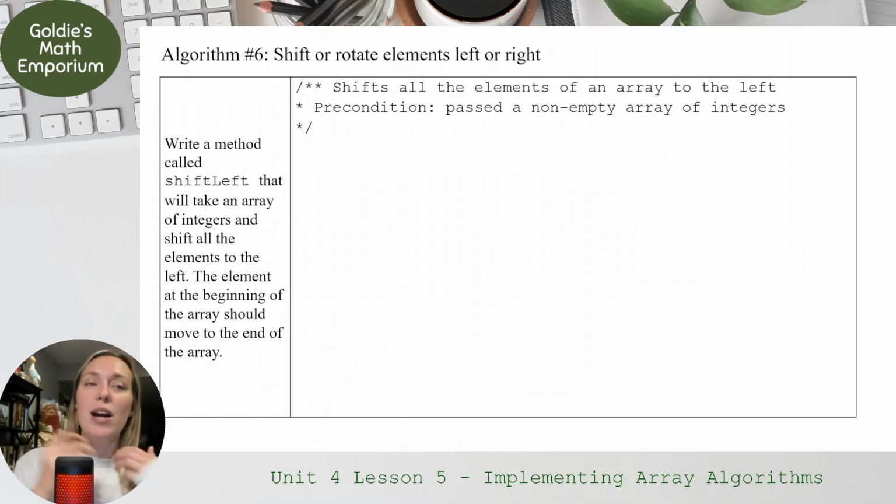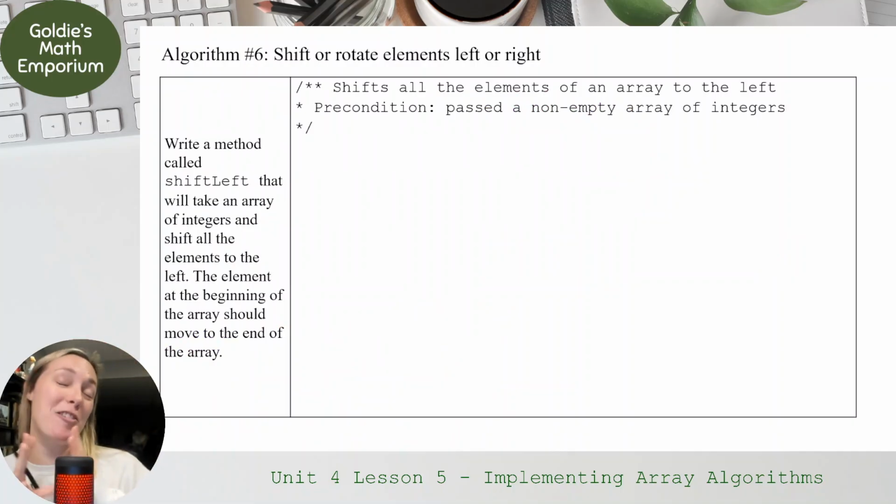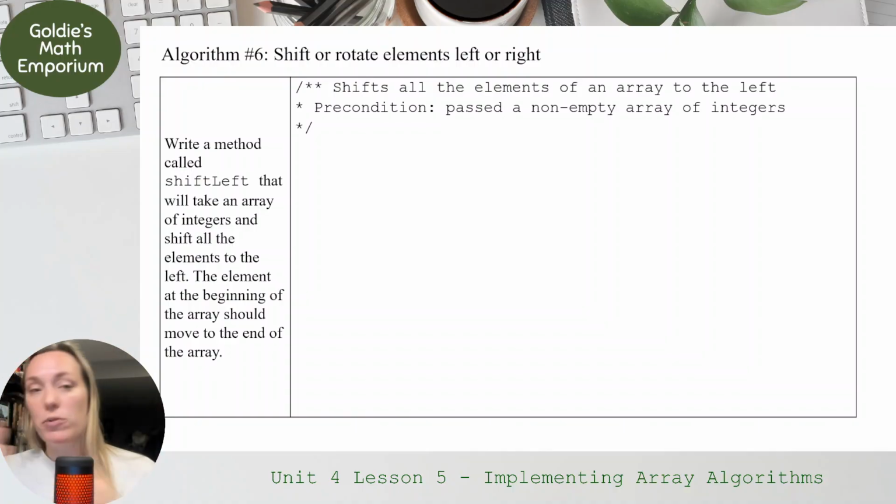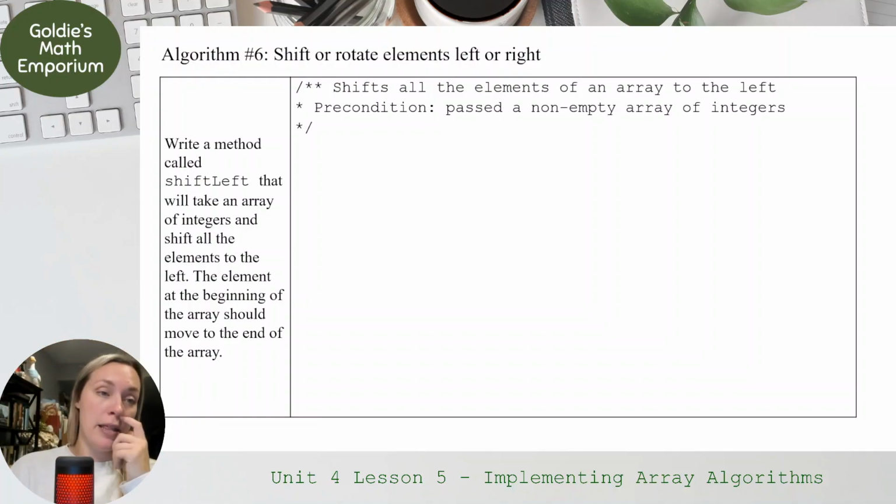Why is that useful for us? Well, that brings us into algorithm 6, where we can shift or rotate elements in our array, whether we want to shift them left or right by 1 or rotate them in some way. So we're going to write a method called shift left that will take an array of integers and shift all the elements to the left. The element at the beginning of the array should move to the end of the array.